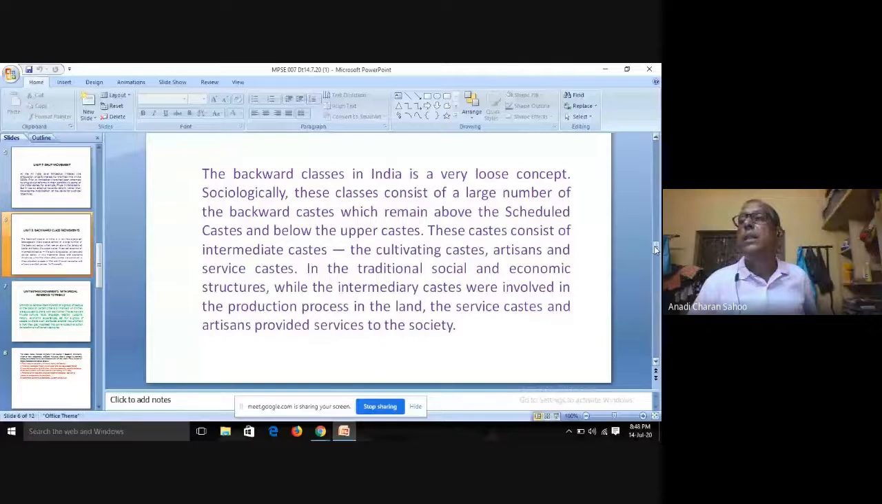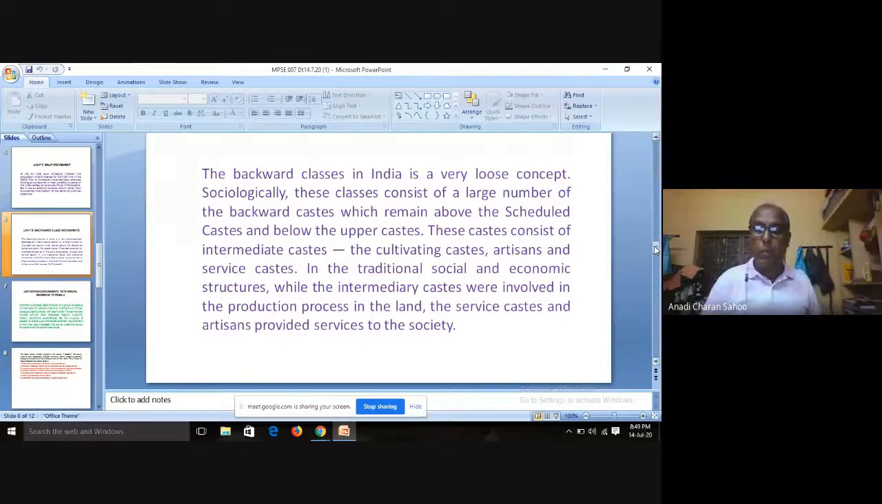The implementation of Mandal Commission report, however, has not settled the issue of reservation. Newer groups continue to demand to be recognized as OBCs. Whether a community can get itself identified as OBCs is a political question. It depends on the political factor. This is all about OBCs. Then it is about Unit 9, ethnic movements with special reference to tribals.